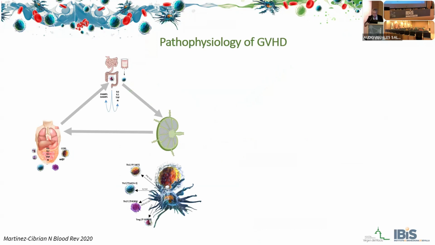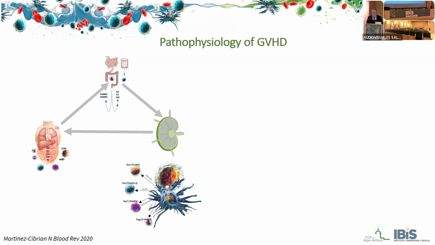divided in three steps. In the first one, the conditioning regimen will induce damage in normal host tissues, favoring the delivery of pro-inflammatory cytokines. At this time, we are infusing progenitor cells from the donor, but also T cells, which become activated and migrate to secondary lymphoid organs, where these T cells from the donor interact with antigen-presenting cells from the recipient.